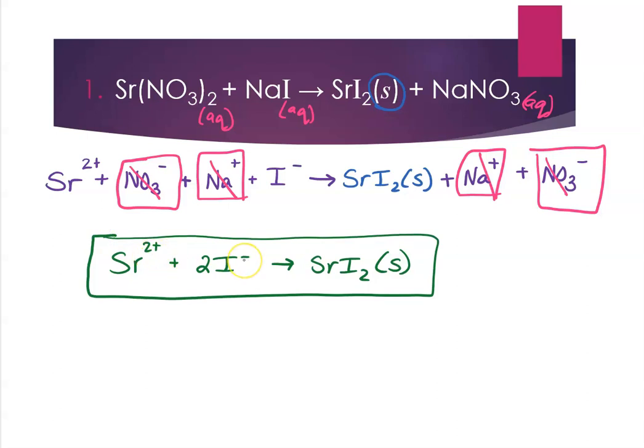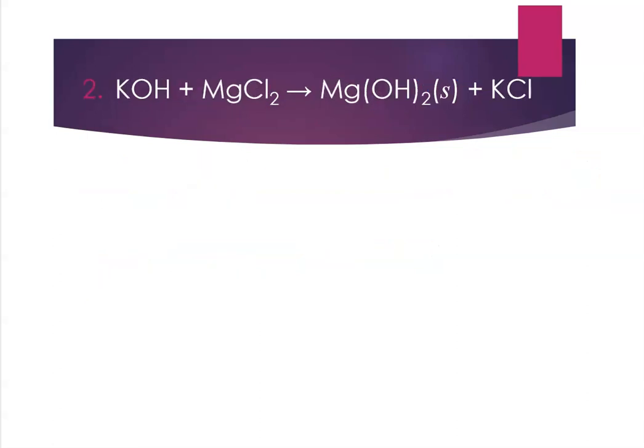If you don't put the charges on the left side when they're ions, it's wrong. You have to have the charges in order for it to be correct. It cannot be a net ionic equation if there are no ions, and you cannot have ions without charge. Okay, let's do a couple more.